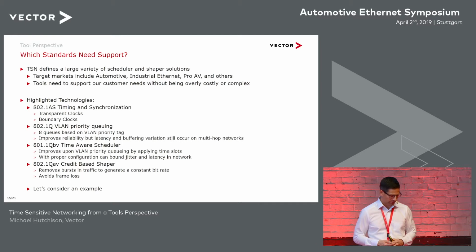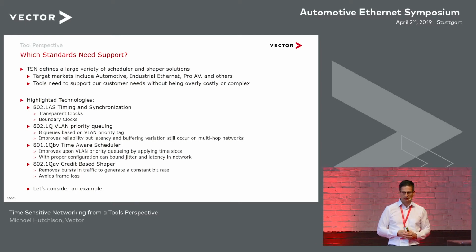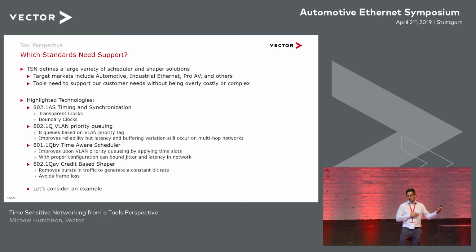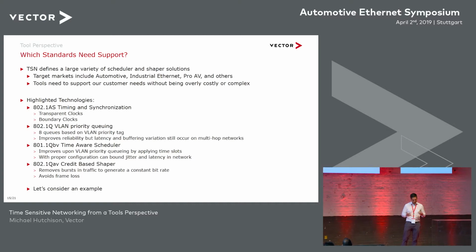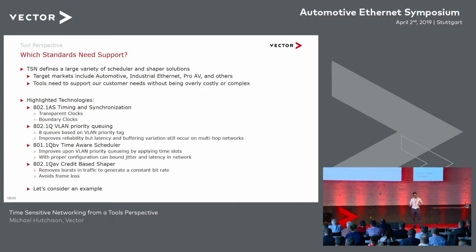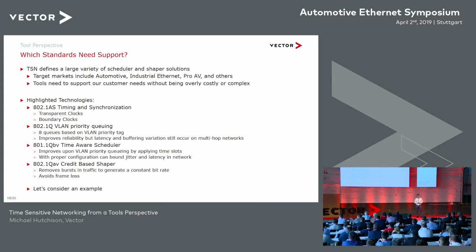And then the final one is a credit-based shaper, and that's perhaps in a tool application less interesting. A credit-based shaper might be something that smooths out the bit rate from a camera, for example, and creates a constant data rate. But this is something that could also help in avoiding frame loss because you avoid the burstiness.